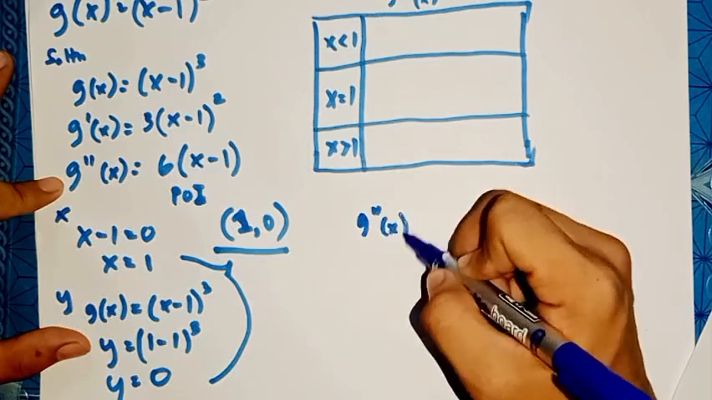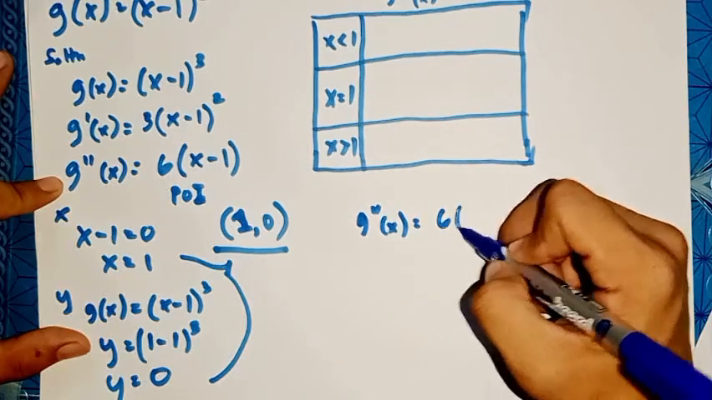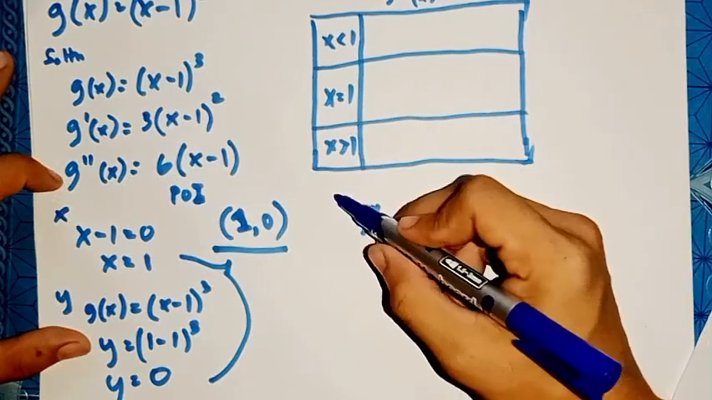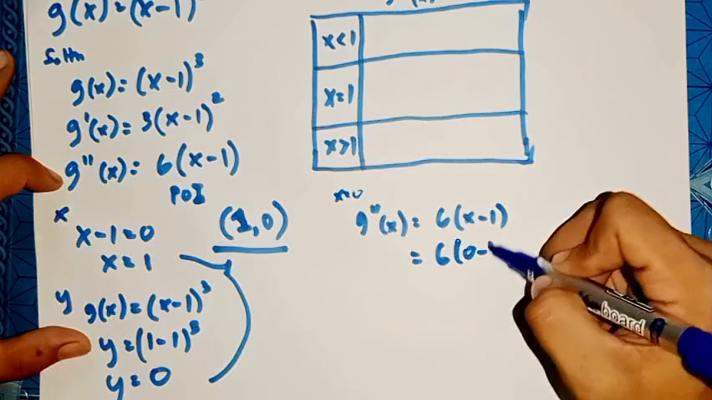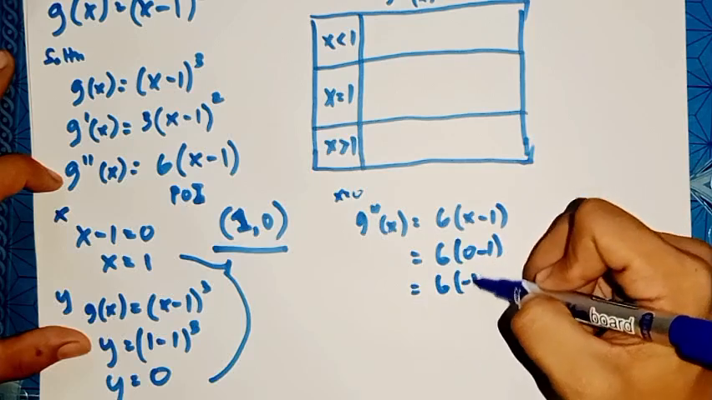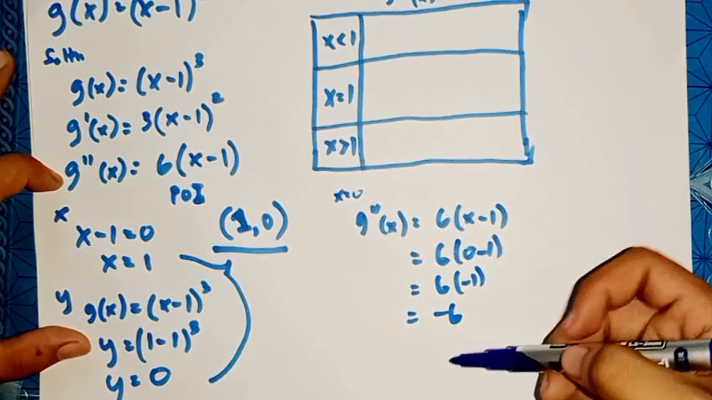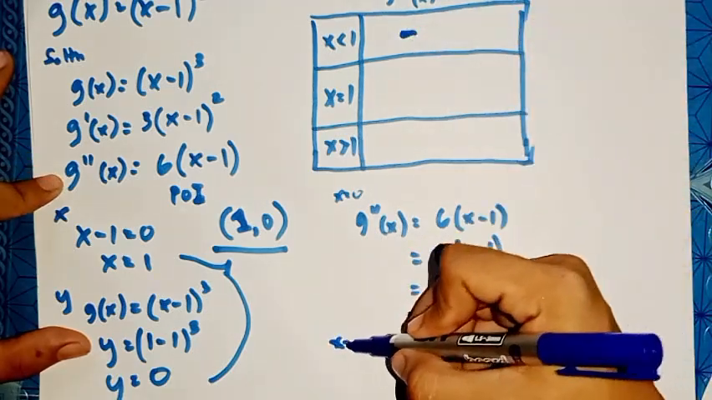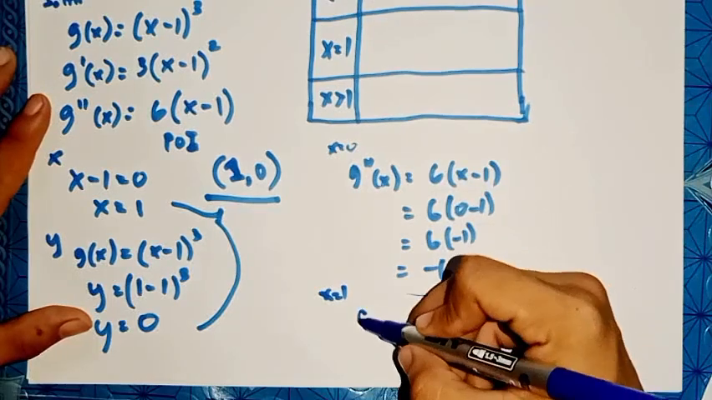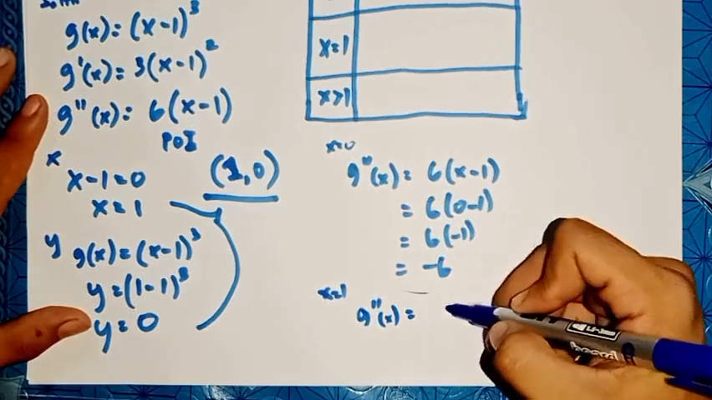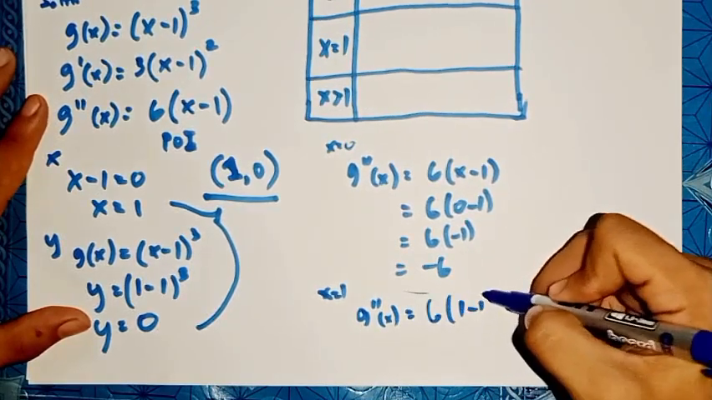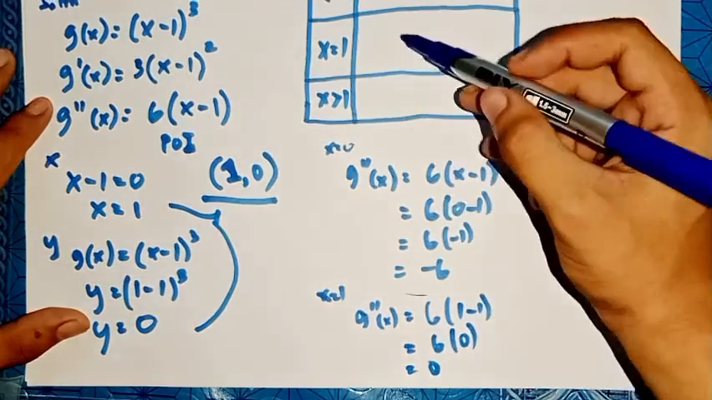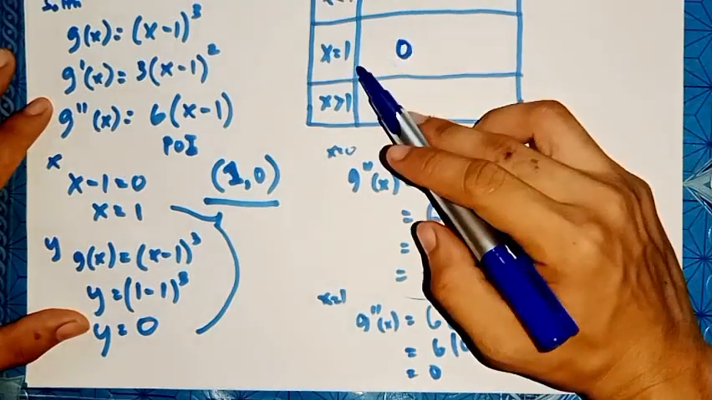G''(x) is equal to 6(x minus 1). The value of x is 0. Therefore, 6 times (0 minus 1), 6 times negative 1. Therefore, negative 6. It is negative. Now, let x be equal to 1. G''(x) is equal to 6(1 minus 1), 6 times 0 equals 0. Therefore, if x is equal to 1, it is 0. It is also our point of inflection.